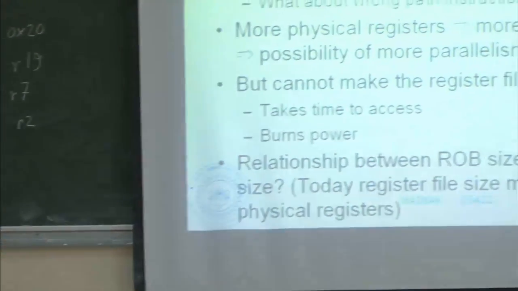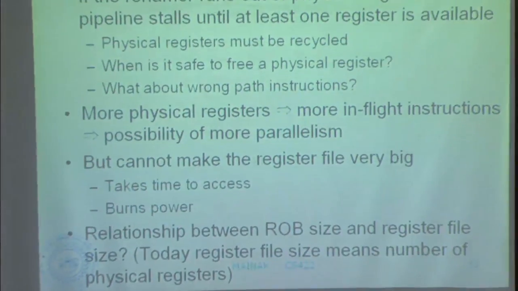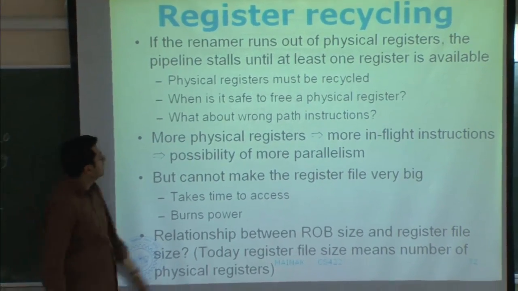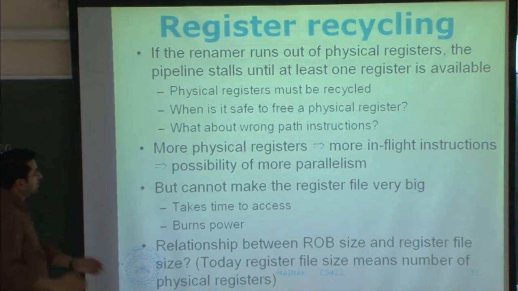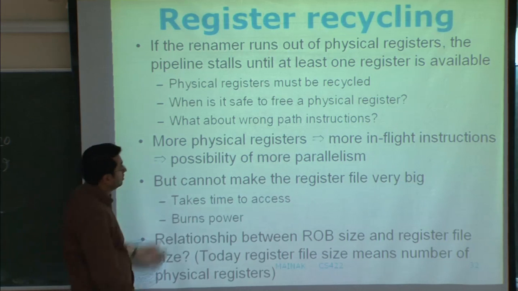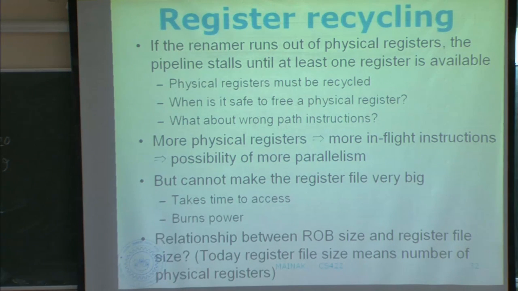If the renamer runs out of physical registers, the pipeline stalls until at least one register is available. So physical registers must be recycled. When is it safe to free a physical register? We have just discussed that. What about wrong path instructions? That's an interesting question actually.